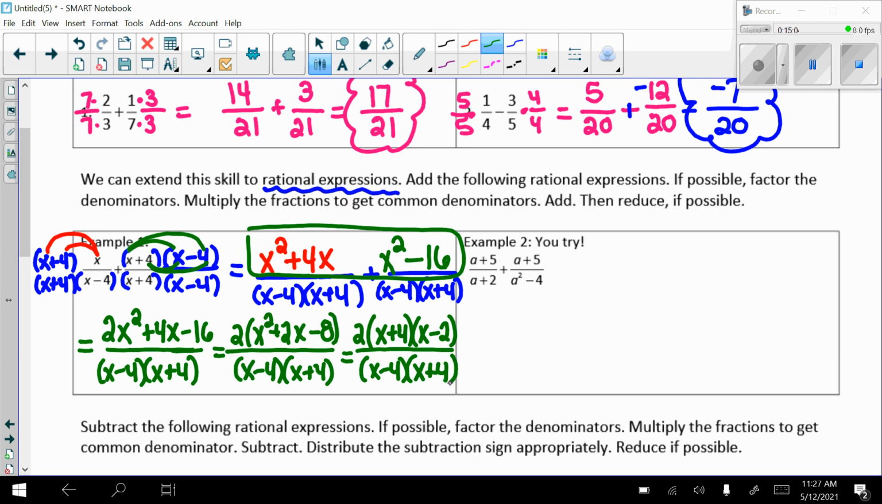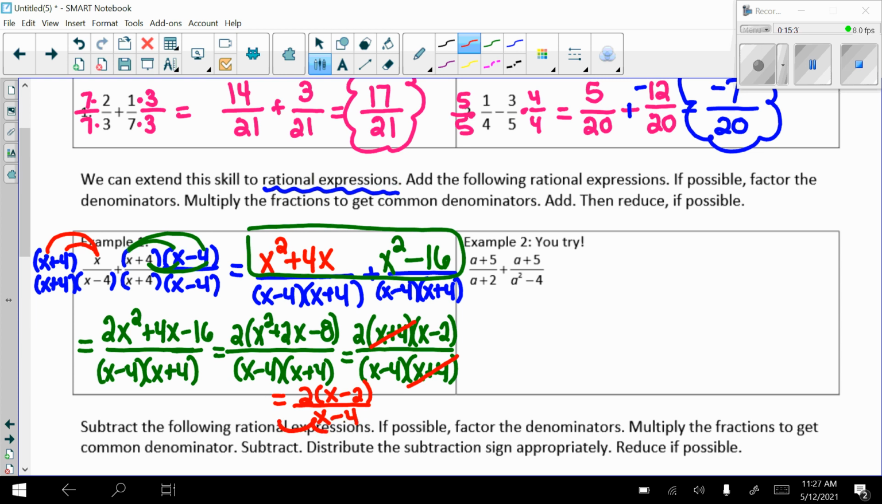Okay, now that we have our fraction in factored form, we see if there are any common elements to the numerator and denominator. And in fact, there are: the x plus 4 and the x plus 4. This leaves us with an answer of 2 times x minus 2, all divided by x minus 4. And that's our answer.